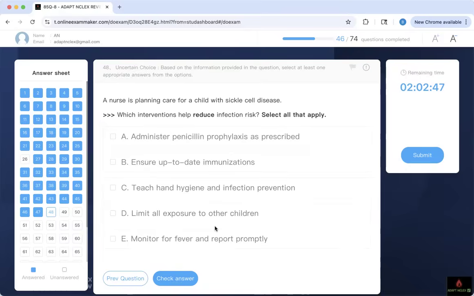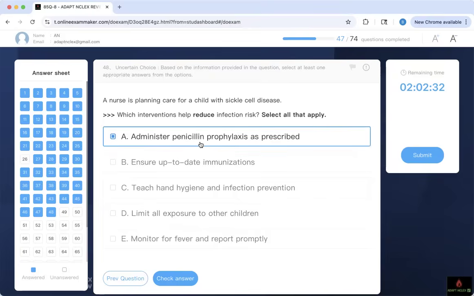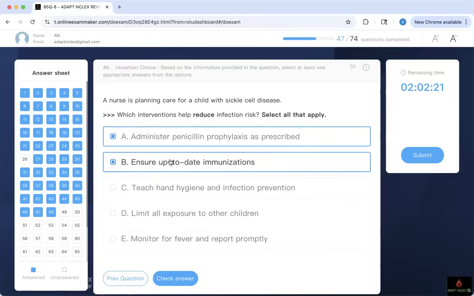Ensure their immunizations are up to date. Teach them hand hygiene, infection prevention. Limit all exposure to other children. Monitor for fever and report promptly. Question 48. Which one will reduce infection? Of course, give them penicillin prophylaxis. Is that okay? Yes. Then what? Immunization. It's not bad. Anybody who is at risk of infection, yeah.